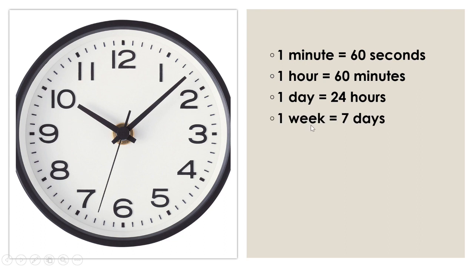Okay. 1 week is equal to 7 days. Sometimes children get confused. But beta, there is no need to get confused. All these 7 days have 7 different names. Monday, Tuesday, Wednesday, Thursday, Friday, Saturday, Sunday. Our week always starts from a Monday because we start working on a Monday.